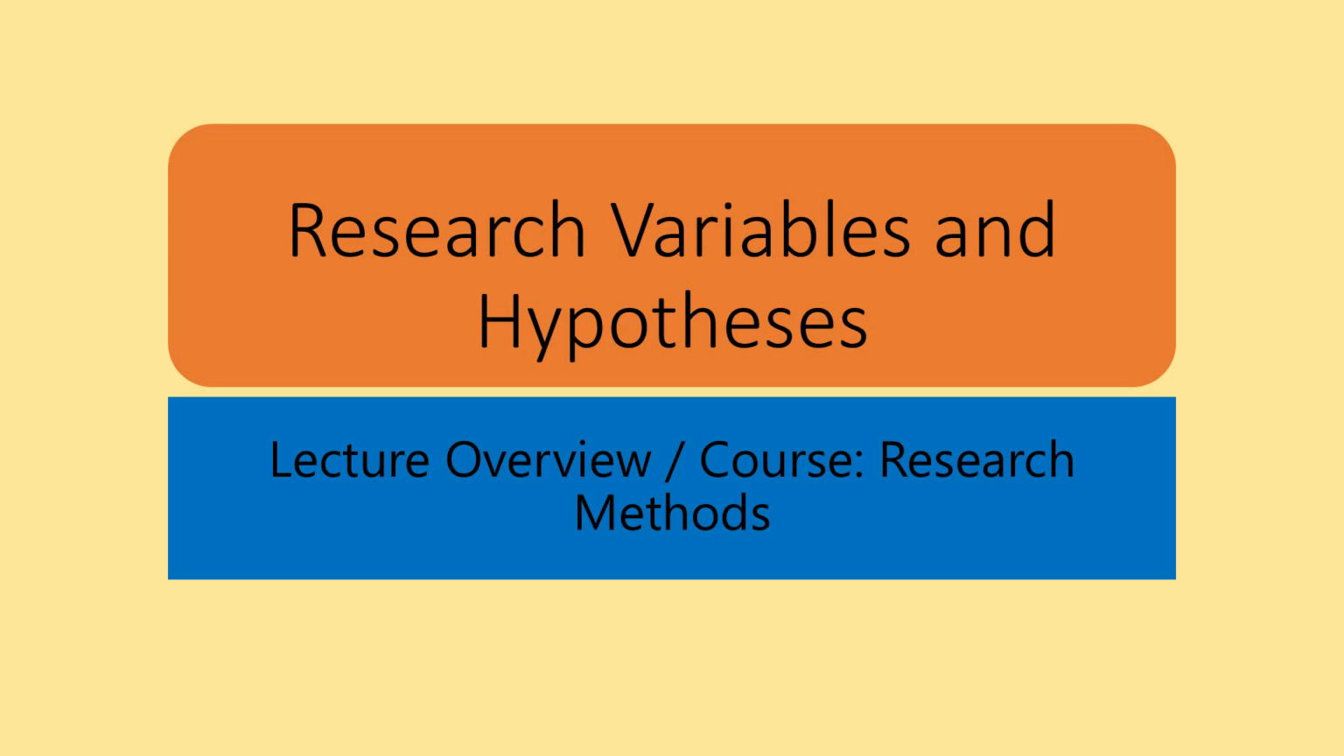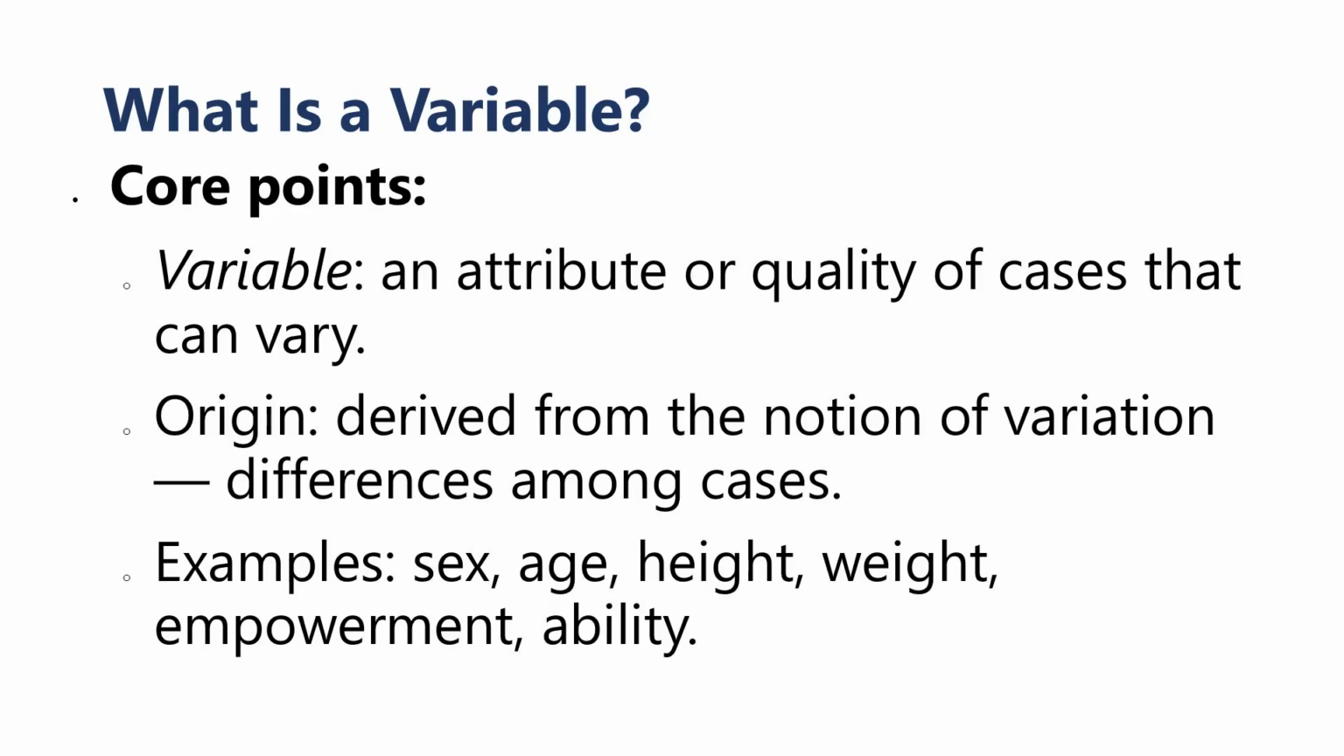Welcome to our lecture on research variables and hypotheses, part of the Research Methods course. A variable is an attribute or quality that can vary among cases. Originating from the concept of variation, examples include sex, age, height, weight, empowerment, and ability.